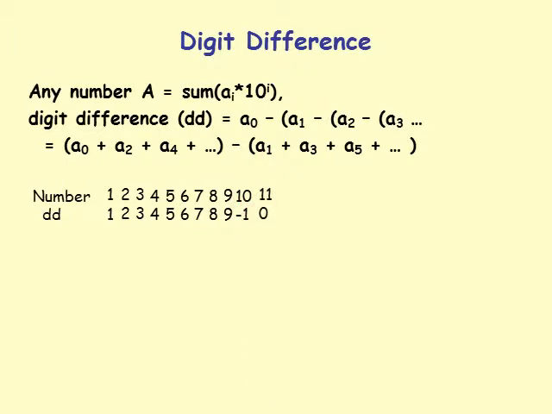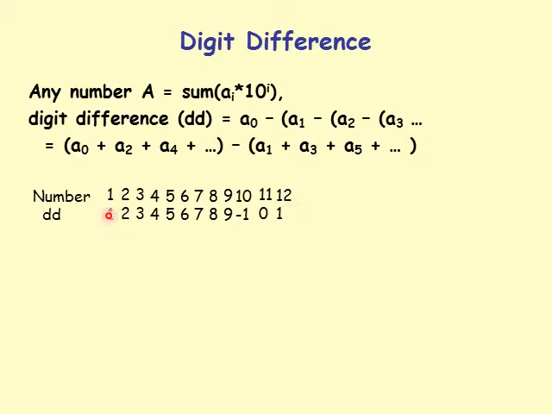Let's continue with 11. We've got a 1 and a 1. 1 minus 1 is 0. So in digit sum, we could not get a value of 0 in a digit difference, because at that time we were adding. Now we are doing subtractions here, so 0 is no problem. 12 is a 1 and a 2. So 2 minus 1 is 1.